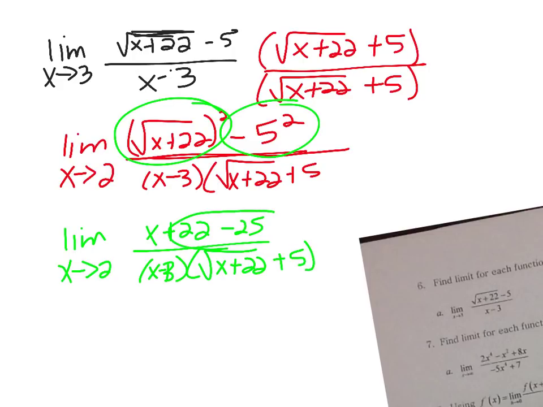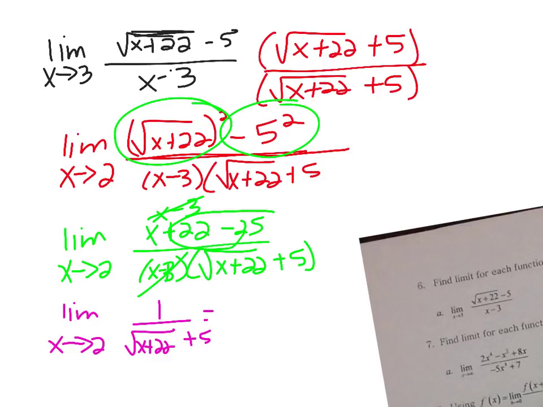So this here becomes minus 3. So that's x minus 3. The x minus 3 and x minus 3 reduce. So it's the limit as x approaches 2 of 1 over the square root of x plus 22 plus 5. Now you're going to plug in 2.